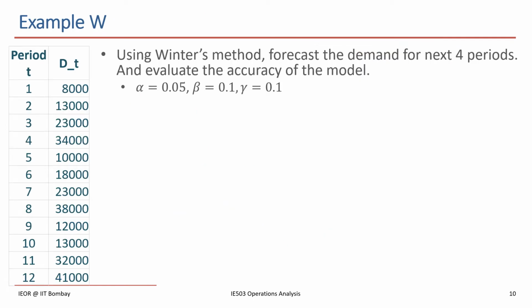Now, let's take a look at an example to reinforce the steps as well as see how these computations go along. Now let's look at the kind of example that we have here. So we have the data that is given for 12 periods and we have various demand points given. Now using Winter's method, forecast the demand for the next 4 periods and evaluate the accuracy of the model. Values of alpha, beta and gamma have also been provided for us.